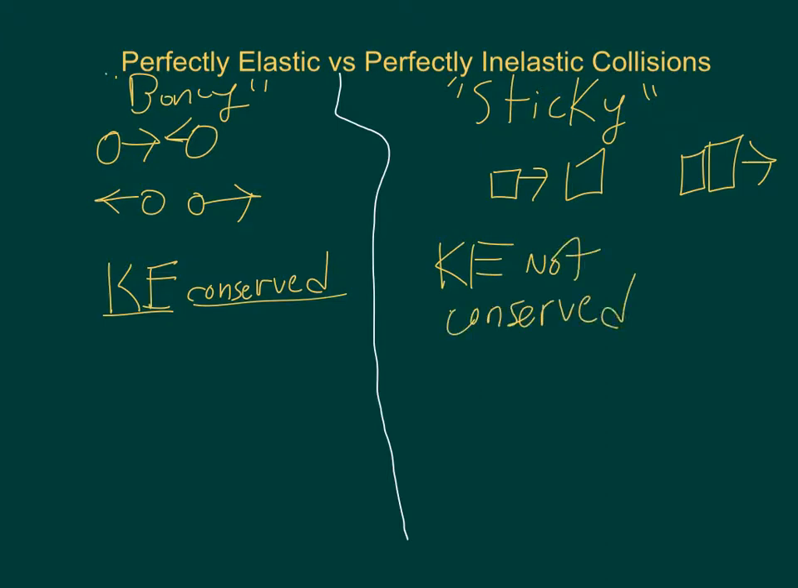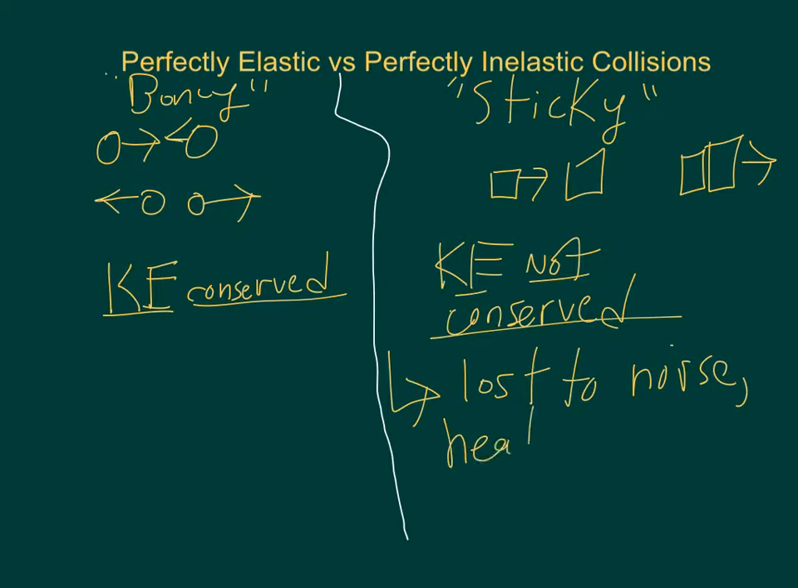Now, where does some of that kinetic energy go if it's not conserved? Well, it's going to be lost to things like noise, sound waves, heat, and work that will permanently deform something. If you think about a car crash where both vehicles end up being stuck together, they are both permanently deformed in some way. Work was done on them, and they lost their kinetic energy partially because of that.